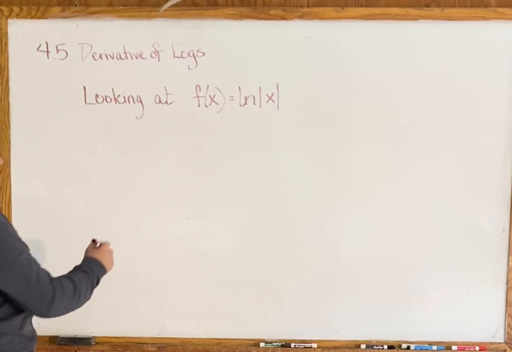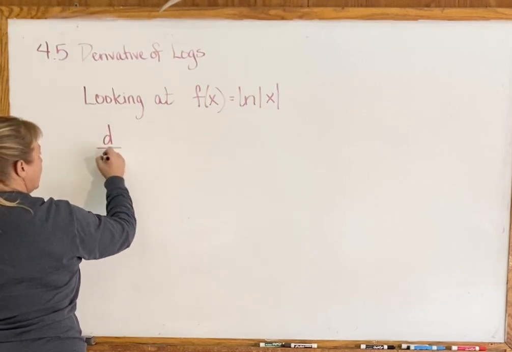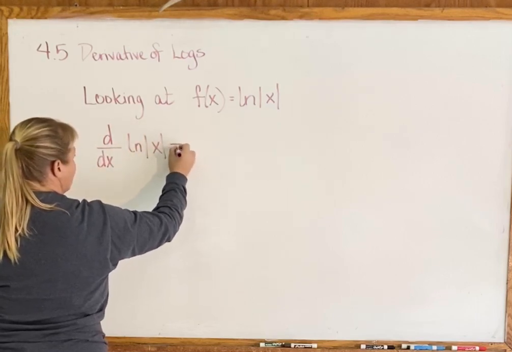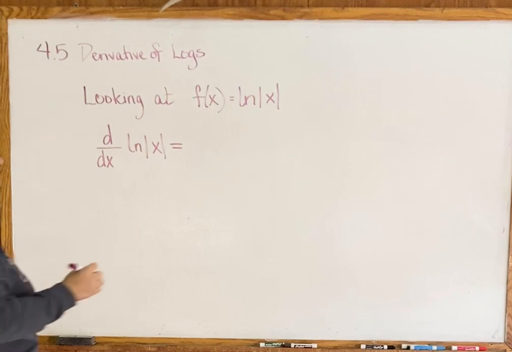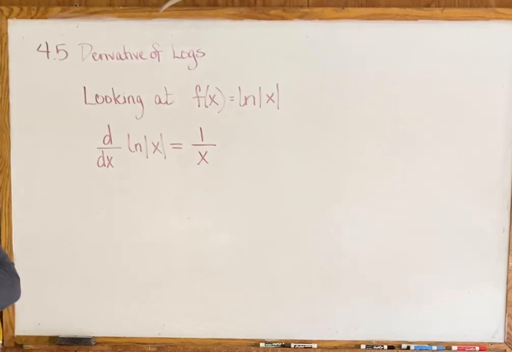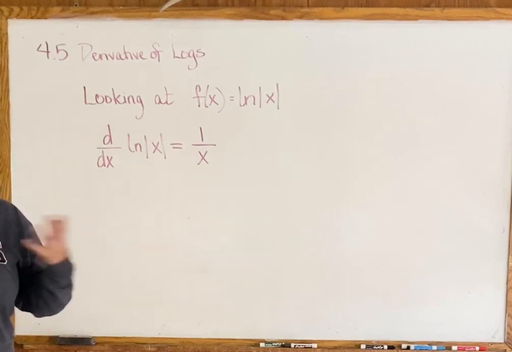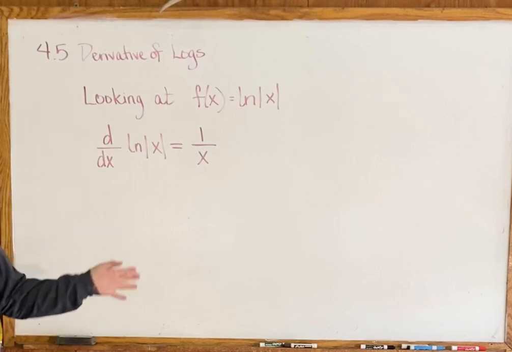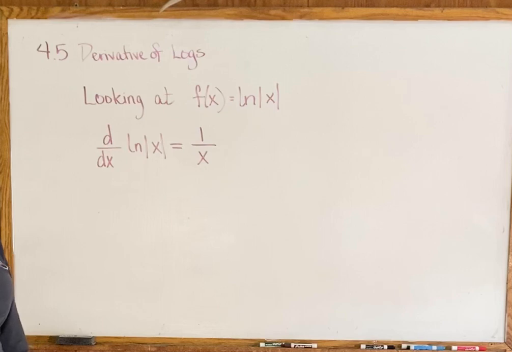All right, so if we want the derivative, d dx of the ln of the absolute value of x, like I said, this is not that bad. This is 1 over x. So the derivative of ln of absolute value of x is 1 over x. It's not as nice as e to the x being its own derivative, but it's not that bad either. It could be a heck of a lot worse. So it's definitely on the simpler side.